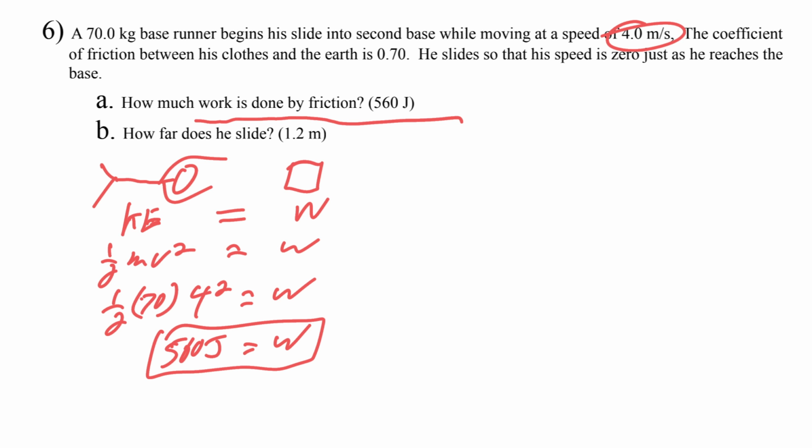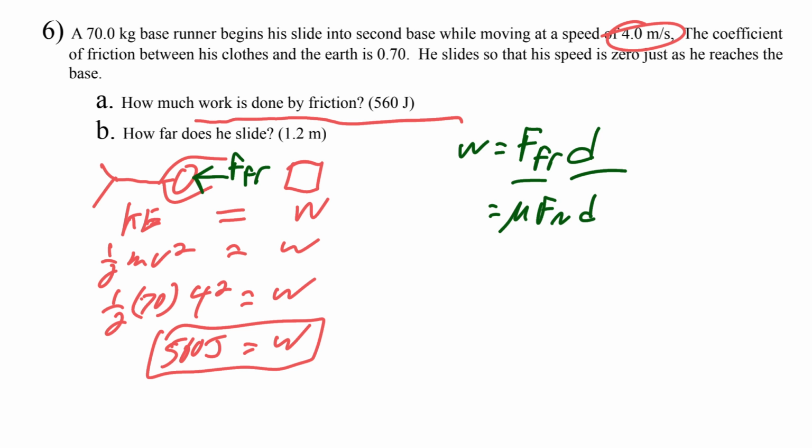So the next question is, how far does he slide? Notice that once he's on the ground, there's friction opposing him. So the work is being done by the force of friction. The work would be the force of friction times the distance. Recall the force of friction is mu times the normal force. And if we're on a nice flat surface, then the normal force is the same as mg, or the weight.